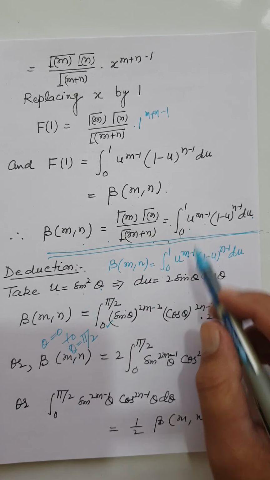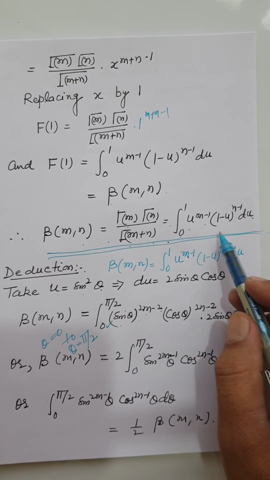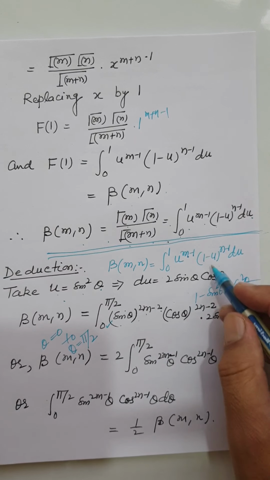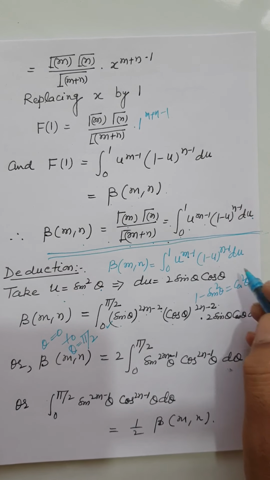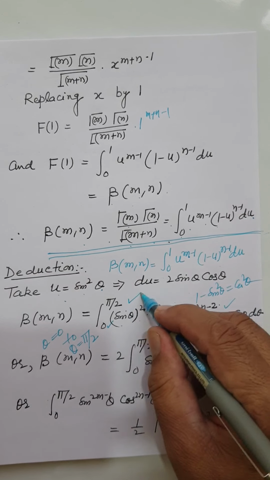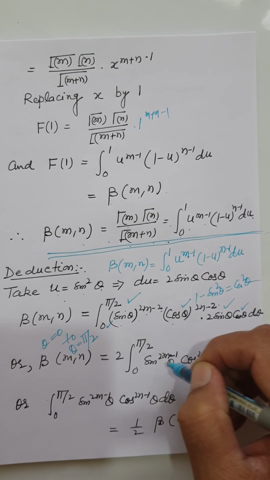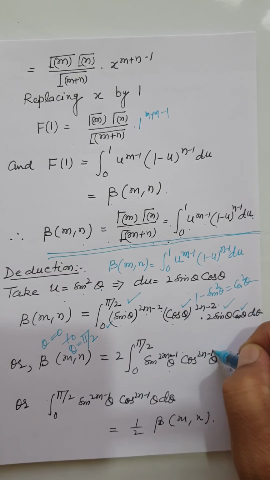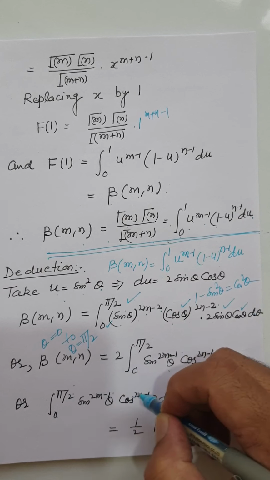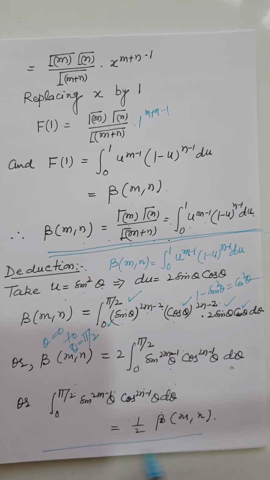Putting u equal to sine square theta, we get sine theta raised to power 2m minus 2. And for the second one, 1 minus u means 1 minus sine square theta, which is equal to cos square theta. This will become cos theta raised to power 2n minus 2, and du will be 2 sine theta cos theta d theta. Adding the sine theta and the cos theta, beta m n is equal to the integral from 0 to pi by 2 of sine 2m minus 1 theta cos 2n minus 1 theta d theta. Or we can write the integral from 0 to pi by 2 of sine 2m minus 1 theta cos 2n minus 1 theta d theta is equal to half of beta m n. This is the application.